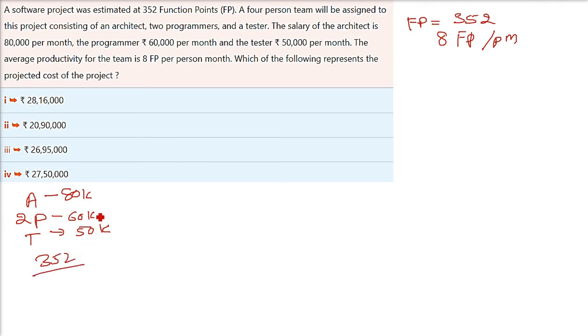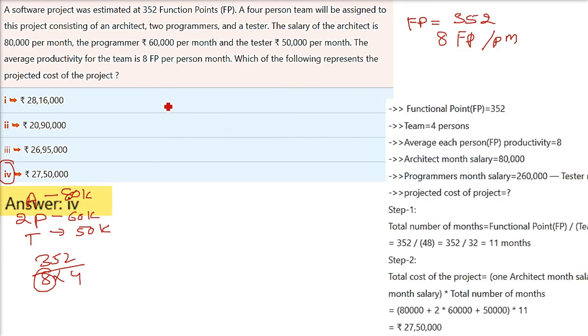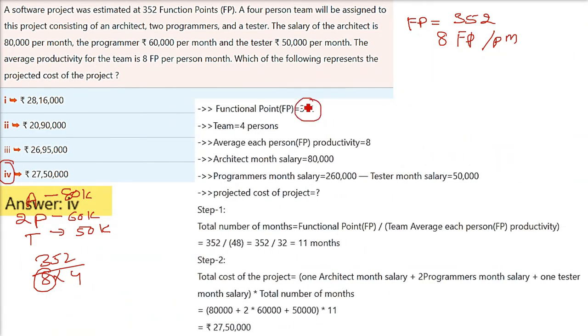So how many people are there? 8 FP per person month. So if you divide by 8, since there are 4 persons and 8 FP is the delivery for 1 person in 1 month. The answer is the fourth one. Let me do it again. This is 352, 4 and 8. So 4 persons, 1 person giving 8. 4 into 8 is 32. Divide 352 by 32.